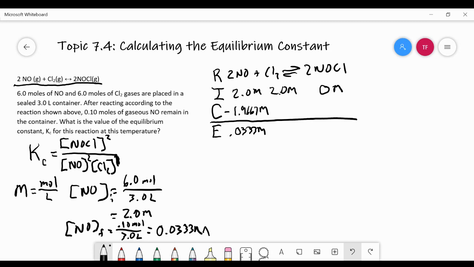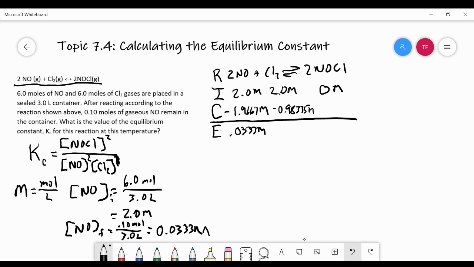Now let's look at the stoichiometry, because the stoichiometry is going to tell us how much of the Cl2 we lost and how much of the NaCl we gained. So for every 2 NOs, we're going to lose 1 Cl2. It's a 2-to-1 ratio. So this is twice as much of the Cl2 that we lost. So we're going to divide this number by 2 to figure out what molarity of Cl2 we lost. And if you divide that by 2, you get 0.98335 molar. So that's the amount of Cl2 that we lost.